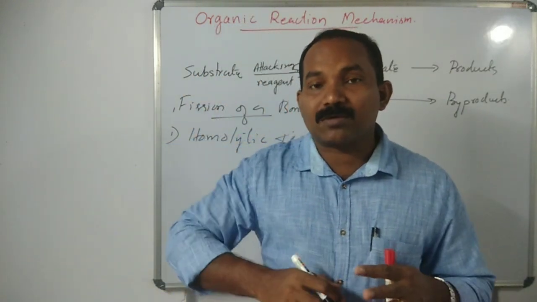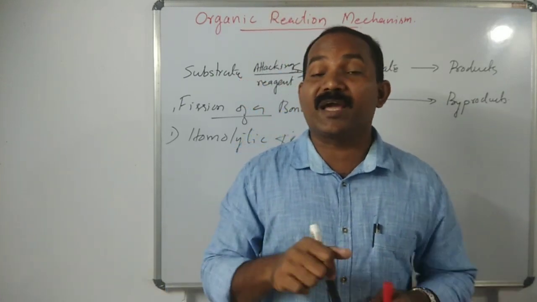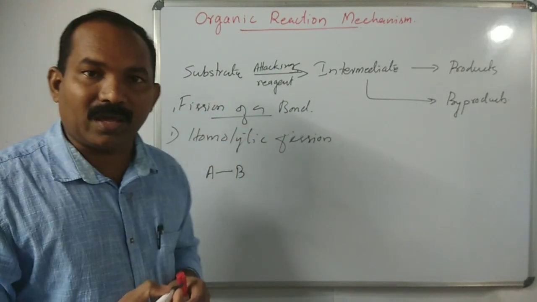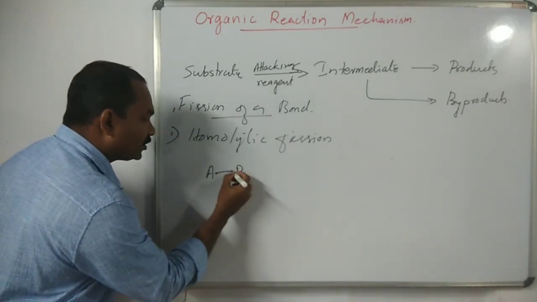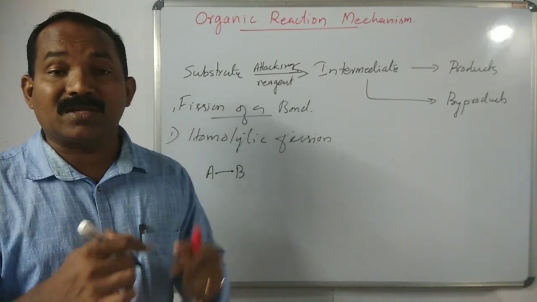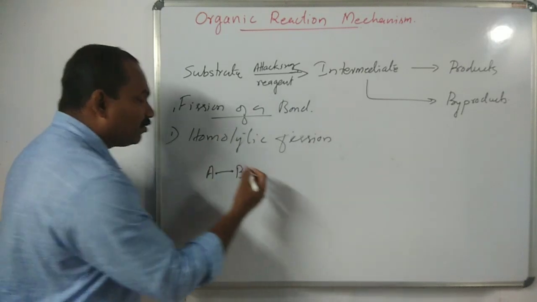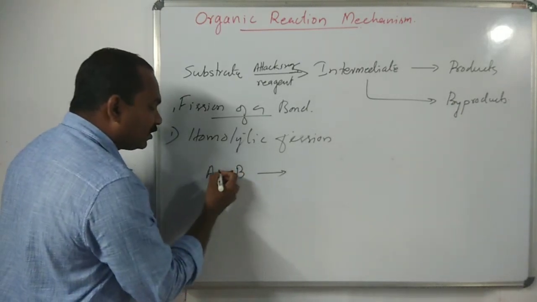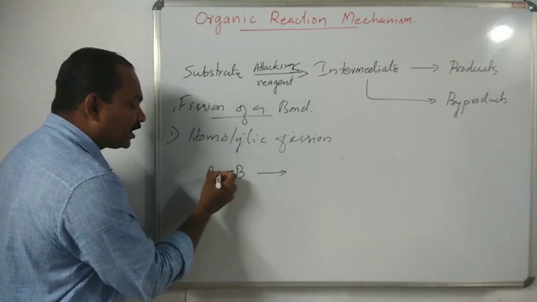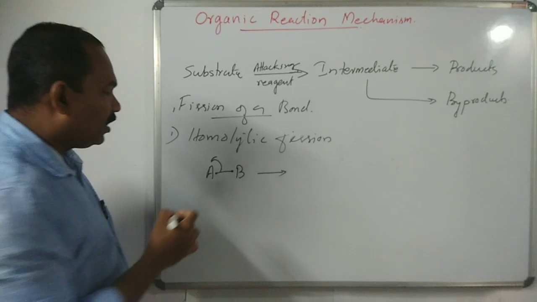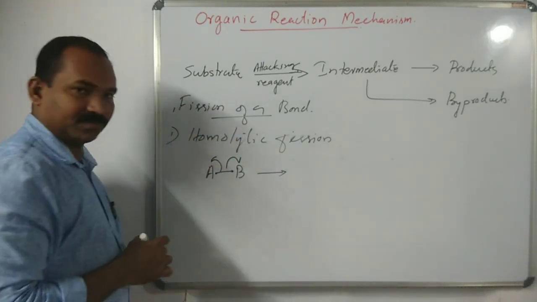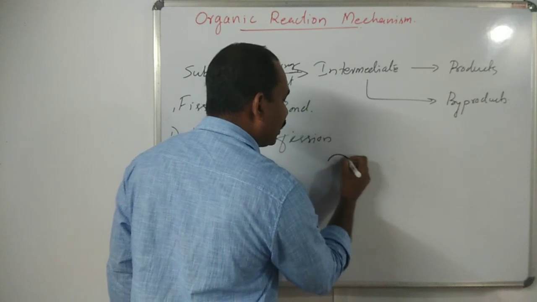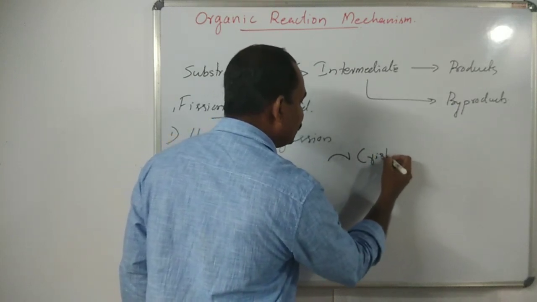Same. As we know, a covalent bond is formed by mutual sharing of electrons. So take a bond between A and B. A has one electron, B has one electron, and these electrons are mutually shared. When this bond is cleaved, the electron of A is taken by A itself, and the other electron is taken by the B atom. This is represented by a curved one-headed arrow, called a fish hook.